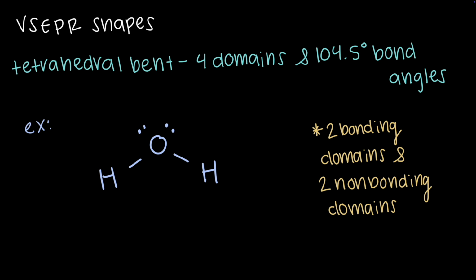Tetrahedral bent with 4 domains, but 2 of those domains are lone pairs. Tetrahedral bent will still have a bond angle of approximately 109.5 degrees, but for an exact angle, it will be slightly smaller with a bond angle of 104.5 degrees. An example will be H2O.